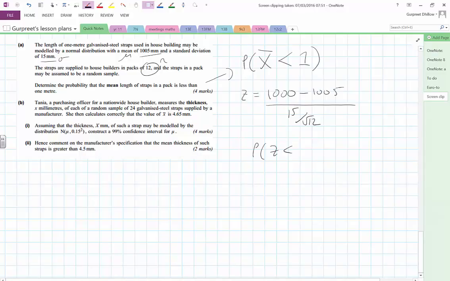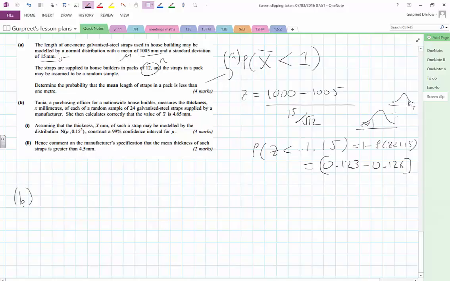So if I quickly work that out, that's minus 5 divided by 15 over root 12. Okay, so that's minus 1.15, I make it. And obviously this is a negative, so this is to the left of a negative, which is going to be the same as to the right of the positive. So that's going to be 1 minus probability z is less than positive 1.15. And if you do all that, you should get an answer, and I'll accept answers between 1.23 and, the mark scheme says, 0.126. So a bit of an error bound there.